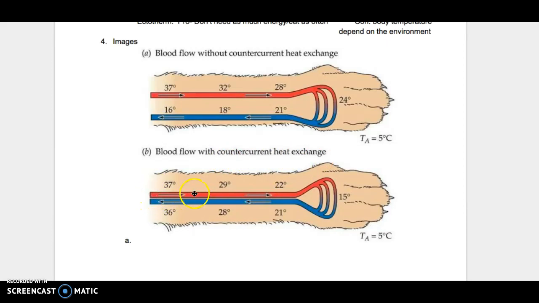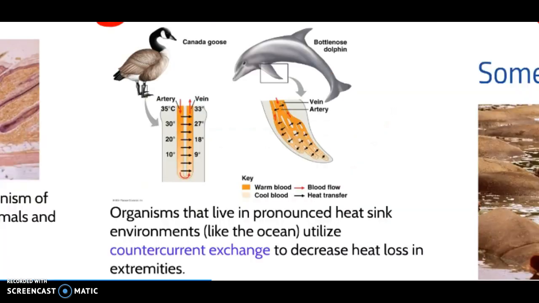You would have warm blood coming in. It gets cooler and cooler as it gets to the end of the paw. However, when this blood comes back to your heart, it's going to get heated up again by the other blood vessel. So as this warmer blood comes this way and this colder blood comes this way, this warmer blood is able to heat up this colder blood because these two blood vessels are very close to each other, and this allows less heat loss. So we call this countercurrent heat exchange.